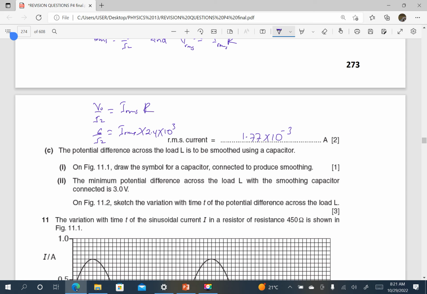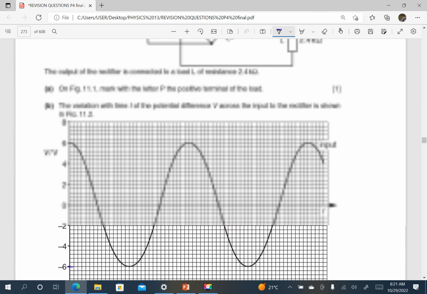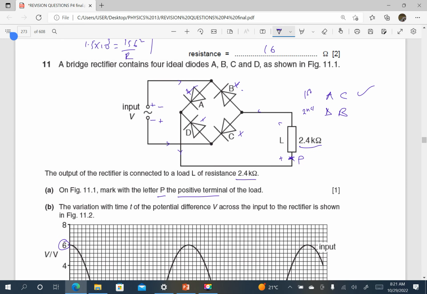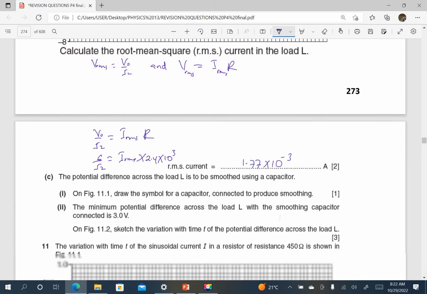The potential across the load L is to be smoothed using a capacitor. On the figure, draw the symbol for a capacitor connected to produce smoothing. So the capacitor must be connected across the load. Therefore, we shall draw our capacitor here. So that is the capacitor. Okay, that is a free mark.